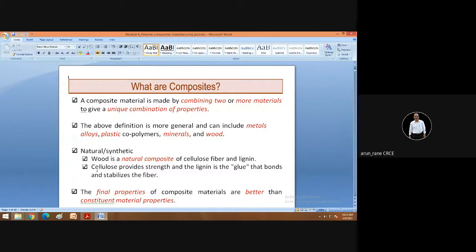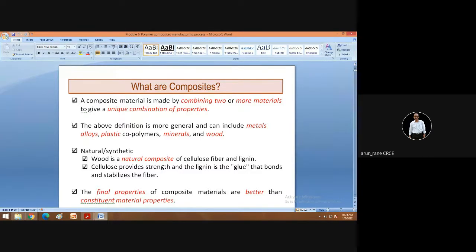So two different materials, or sometimes even more than two, can be combined in order to get another material without losing the properties of the parent material. Like wood, that's a natural composite of cellulose fiber and lignin.